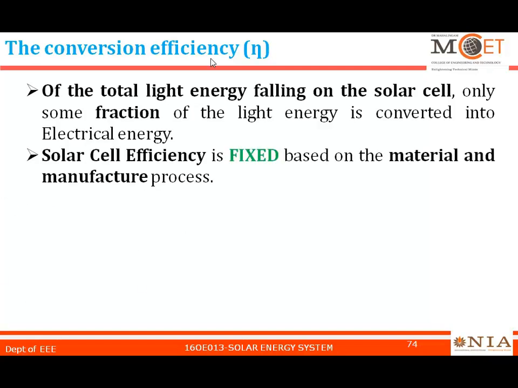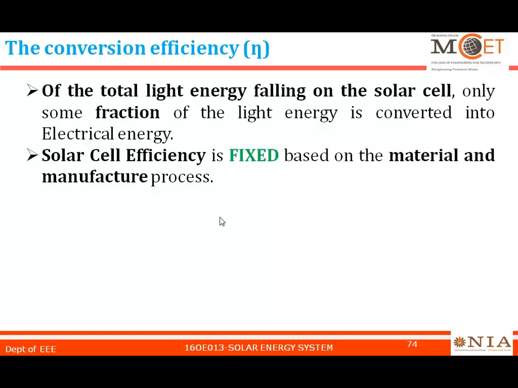Solar cell efficiency is fixed based on the material and manufacturing process. As we have discussed, we have decided to use a semiconductor material for the manufacturing of solar cells. Among semiconductor materials, we have two options: one is germanium, another is silicon. We are going to use only silicon because the cut-in voltage of silicon is 0.7. So we are going to fix that.